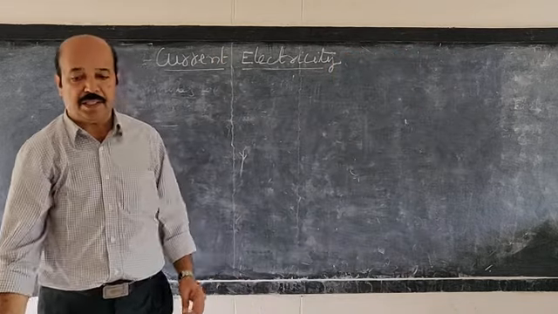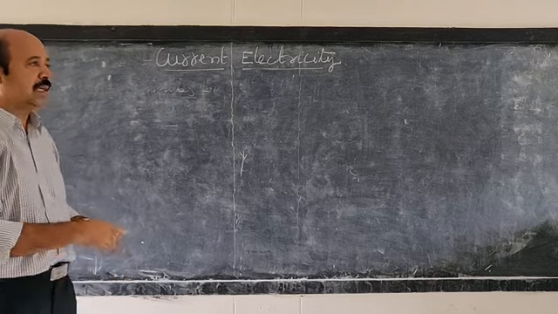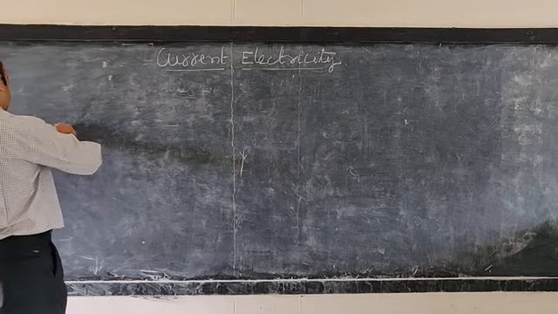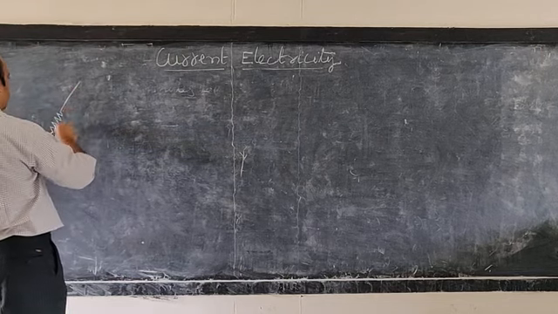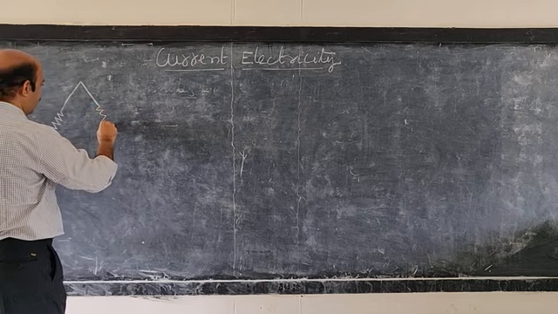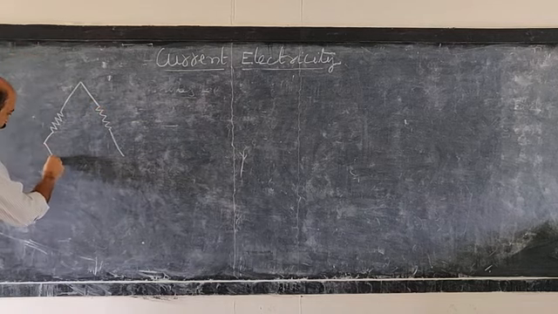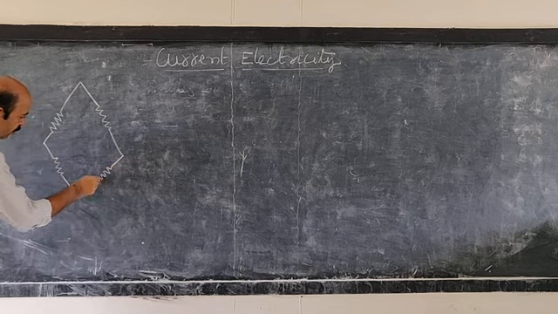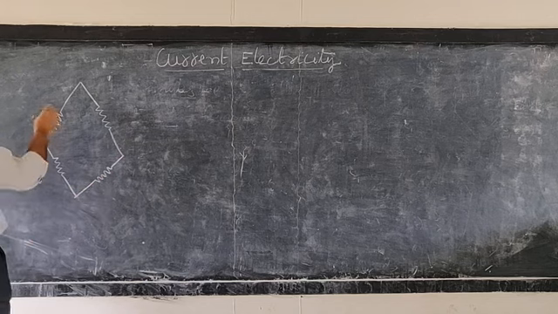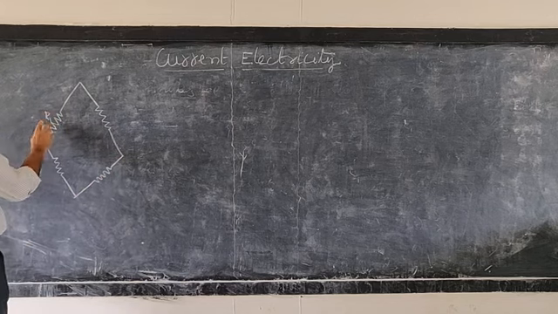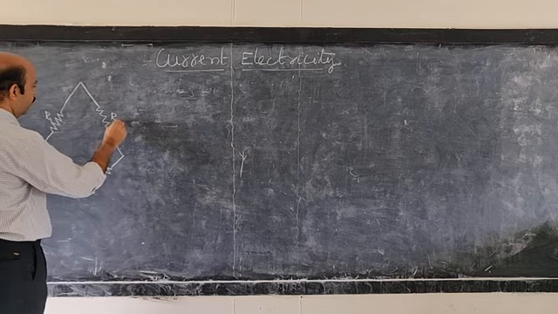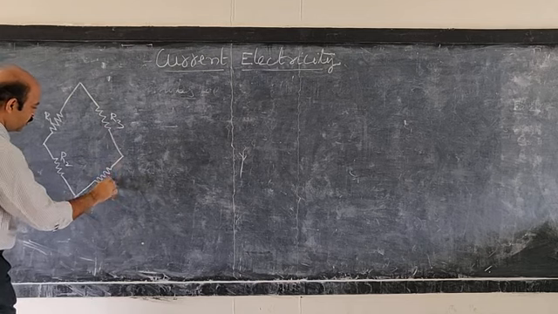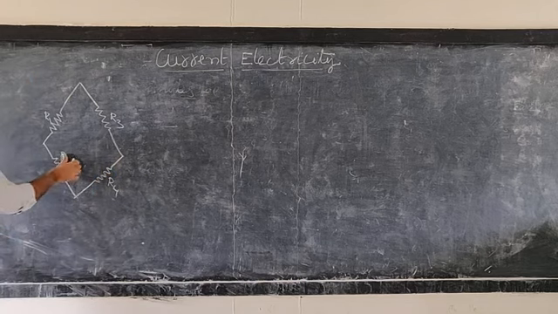So Wheatstone bridge is an electrical circuit with 4 arms. So the 4 arms can be represented like this. So this is one arm containing some resistance, and this is another arm, and similarly here there is another arm, third one, and this is the fourth one. So there are 4 arms. So let us say the resistance here is R1, we take this as R2, this as R3, and this is R4.